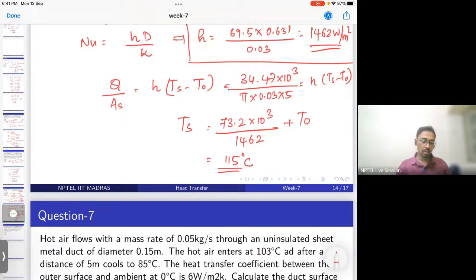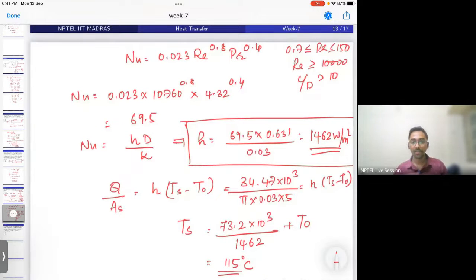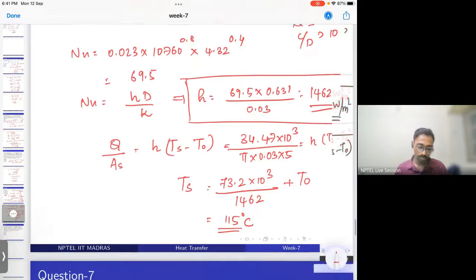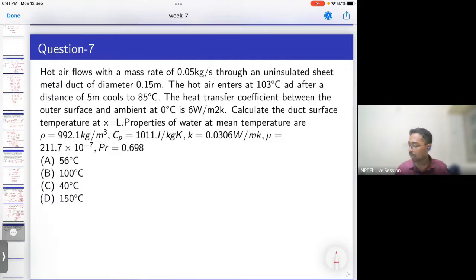So the main part of this question is to find out H. If we get H, we just need to substitute in the equation. Okay, I hope that question was clear. So let's move on to the next question.